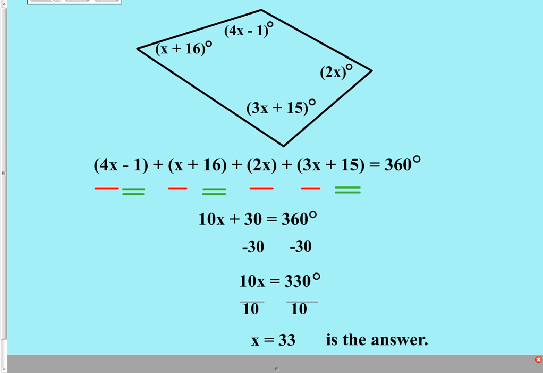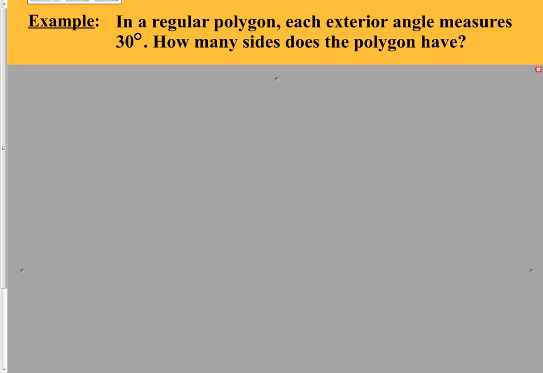Okay, as you can imagine, there's a lot of different ways these questions can be asked. One of the differences being interior angles and exterior angles. Let's look at this one. In a regular polygon, each exterior angle measures 30 degrees. How many sides does this polygon have?